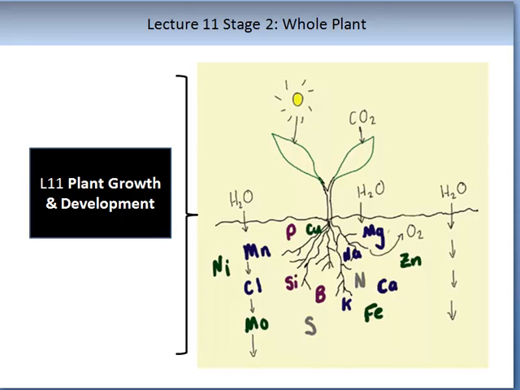In stage 1, we travel through the plant in a virtual way, learning about many of the underpinning concepts that allow plant growth and development to occur. Please ensure you have completed stage 1 of this subject before continuing on to the stage 2 topics.